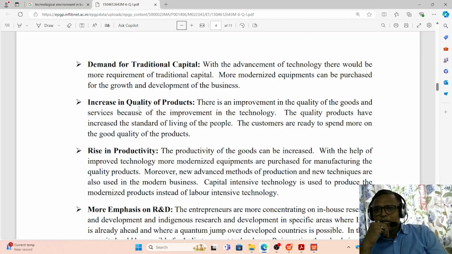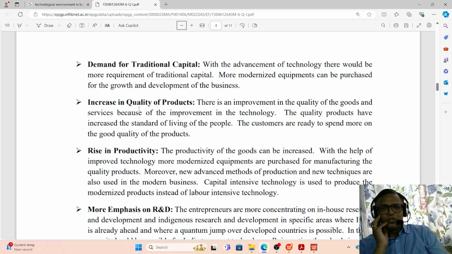With the advancement of technology, there would be more requirement of traditional capital and more modernized equipment, which can be purchased for the growth and development of businesses. Next is the increase in the quality of the product. There is an improvement in the quality of goods and services because of improved technology. Thus, quality products have raised the standard of living of people, and customers are ready to spend more on good quality products.